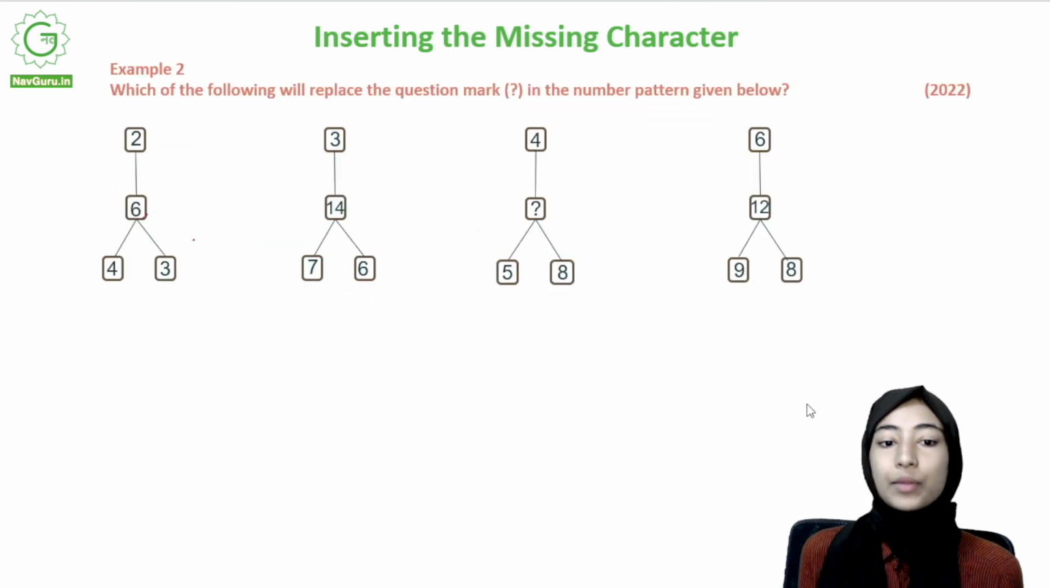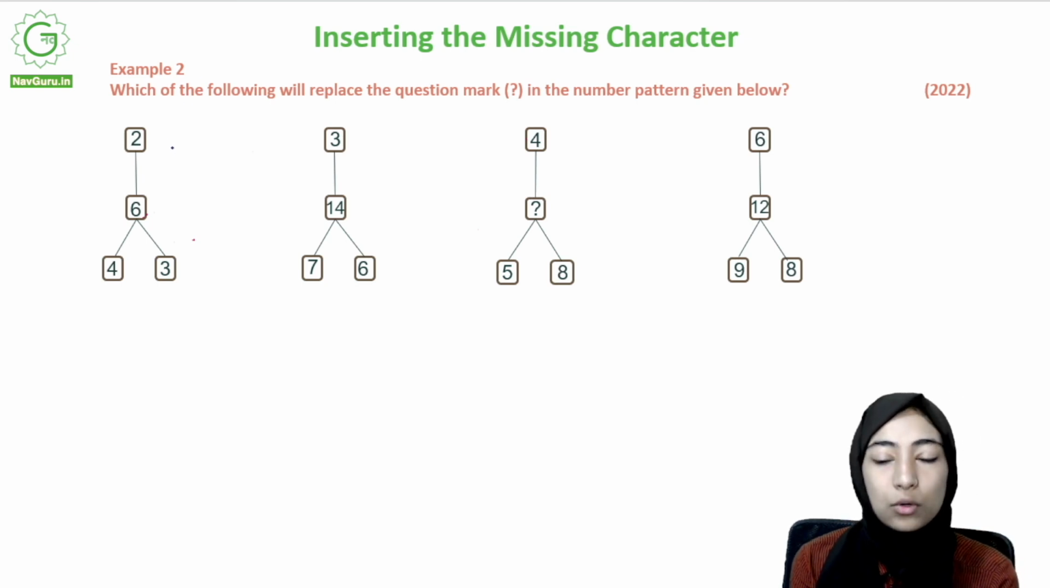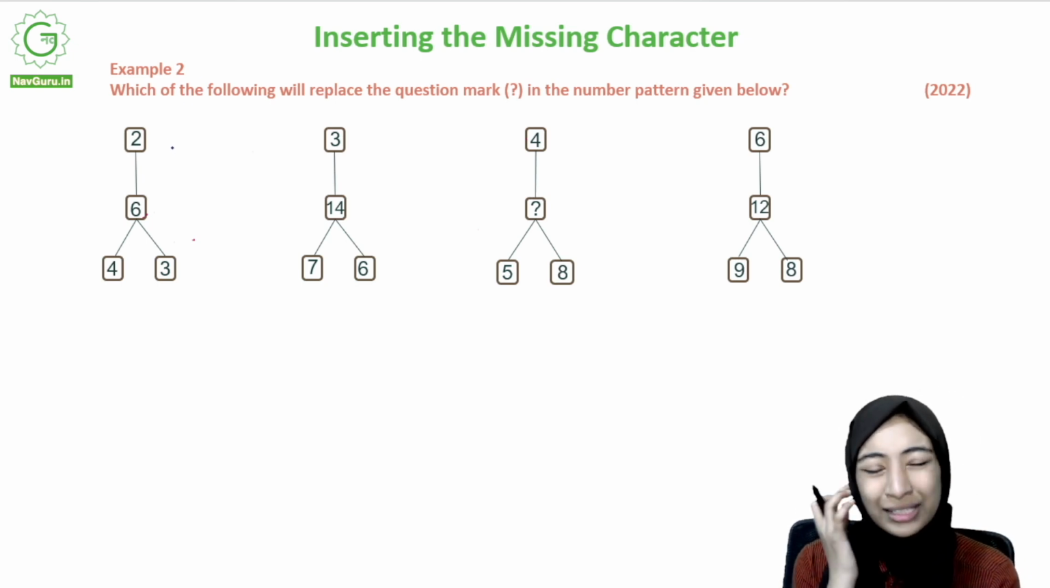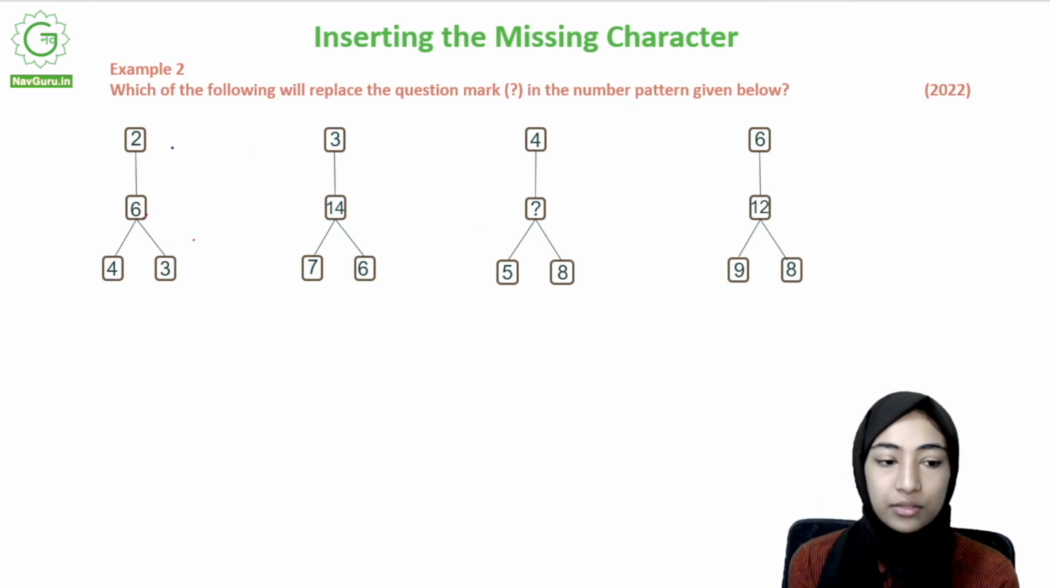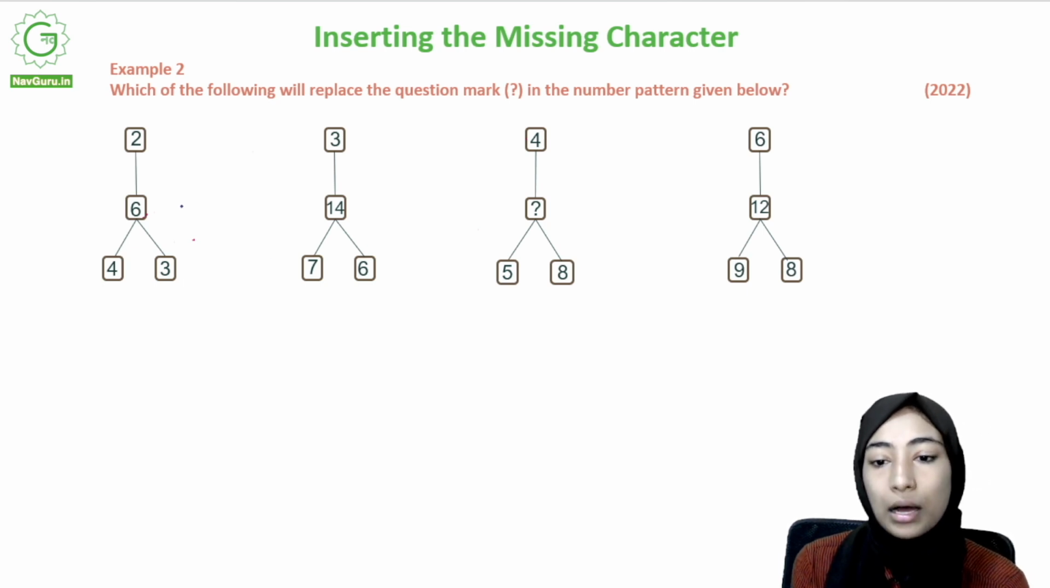Now, here, which of the following will replace the question mark in the number pattern given below? Okay, so you have a pattern here. 2, 6, 4, 3, 3, 14, 7, 6, 4, question mark, 5, 8, 6, 12, 9, 8. Okay, how do you get this? How do you go about this? So, I'll give you a tip when you solve questions of this sort. In a lot of cases, here, I'll tell you something.